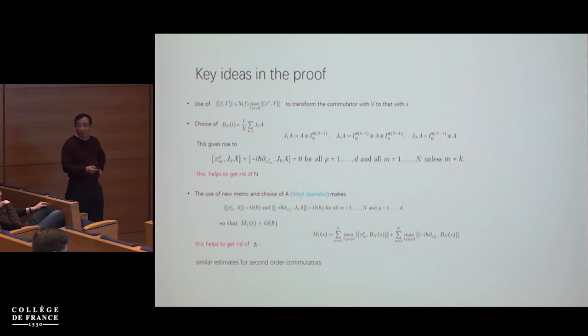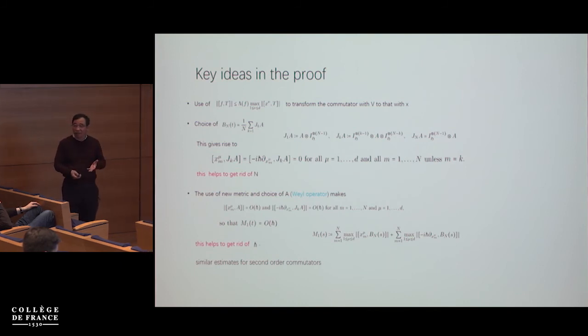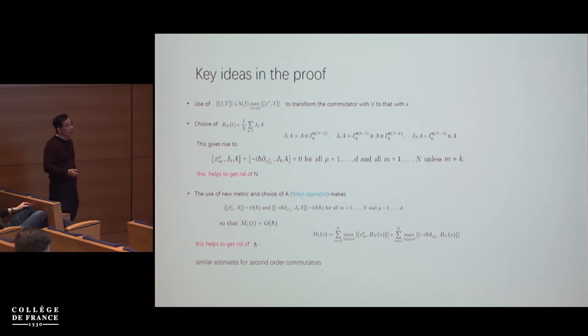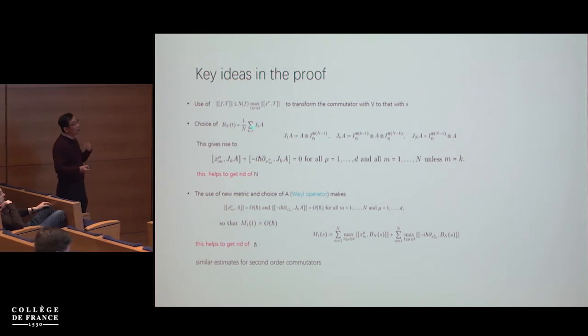So you kill m minus 1 terms, and only one term survives. That's how you get rid of this capital N business in the error. Okay? And then, of course, when you define this first order marginal, the definition of A is very crucial.